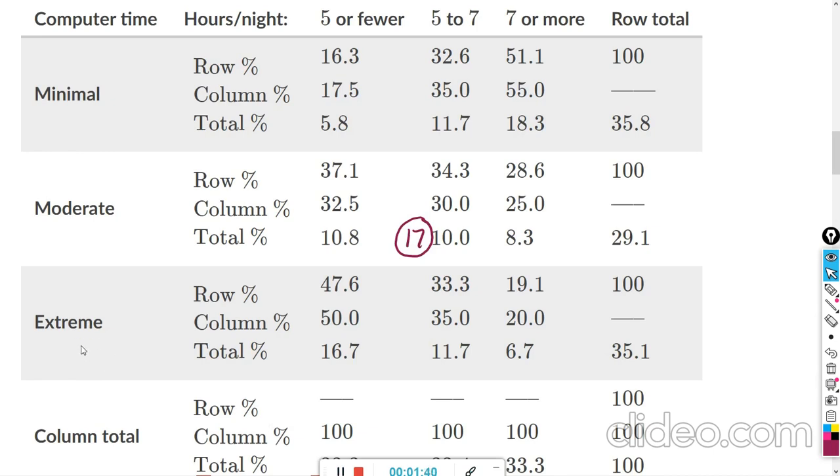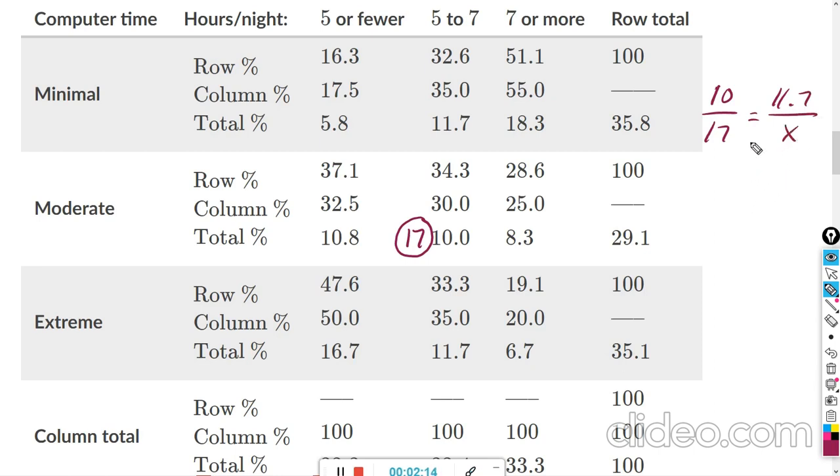Because if you look at the extreme computer users that got 5 to 7 hours sleep, that was 11.7%. See, this is the total percentage right here. And 17 was 10%. So you just do a ratio and proportion, okay? So 10% was 17, and 11.7% is going to be how much? We'll just call that X.